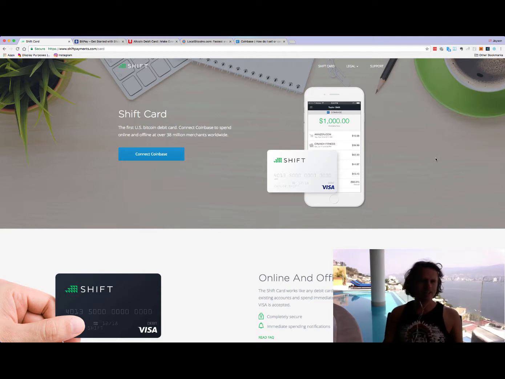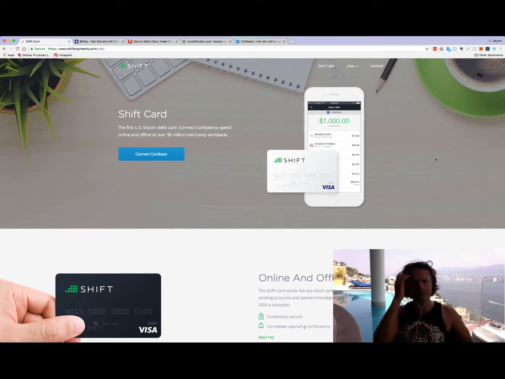And right now we're on a site called shiftpayments.com, and they have a Visa debit card that you can deposit Bitcoin directly on, and you can go use it at any merchant all around the world, any merchant that accepts Visa. You can also use it as an ATM card, so you can go to an ATM machine and punch in your PIN number and pull out dollars or cash for your Bitcoin.